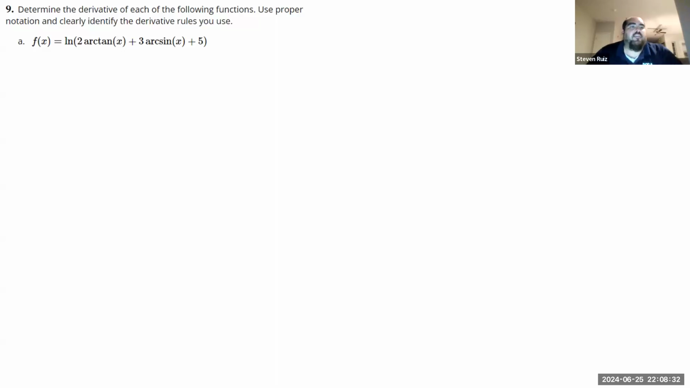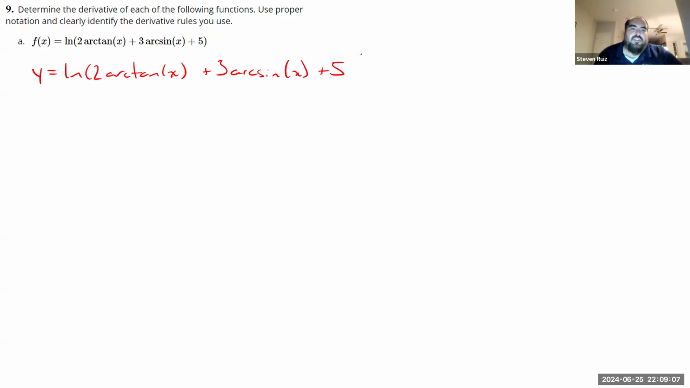All right, so let's look at taking the derivative of this function from part A, exercise 9. This is section 2.6. So we're going to rely, in part, on what we know about inverse functions to handle this derivative. What I'm going to do is just treat this in terms of x and y. So y equals natural log of 2 arctangent x plus 3 arcsine x plus 5.